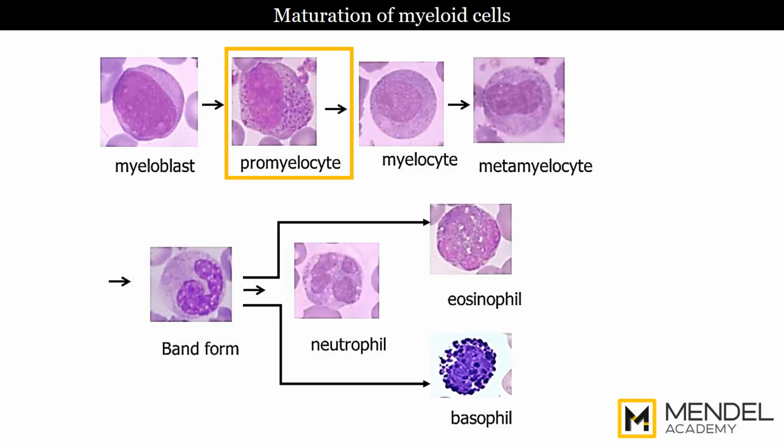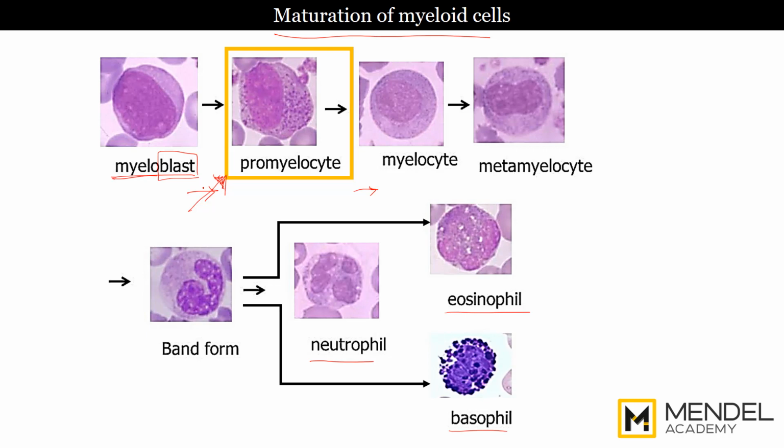Let us begin by understanding the maturation process of myeloid cells. Now, this process occurs in the bone marrow, and the story of the myeloid cell begins with the formation of a myeloblast. The word blast standing for an immature cell, and the word myelo standing for a bone marrow. The end result of this maturation process, after a series of steps, is the formation of a neutrophil, an eosinophil, or a basophil. However, the focus for today is going to be on this cell called the promyelocyte.